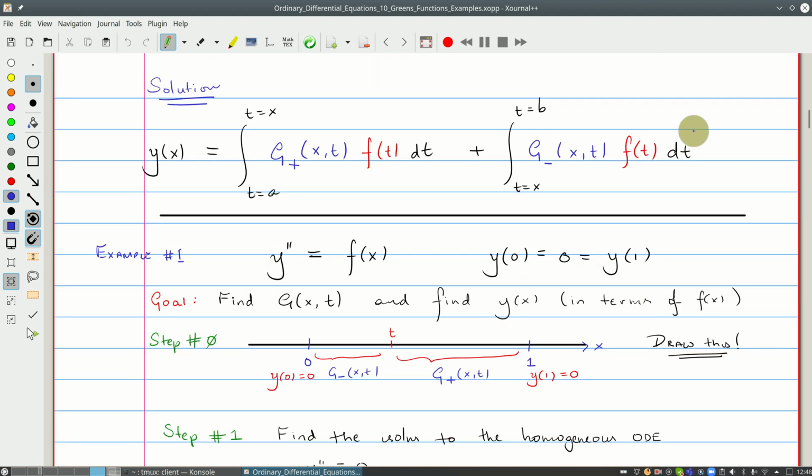Right, and then the solution could be written in this way. We have y of x is equal to the integral from a to x. We're integrating over t, by the way, and in this range we use g plus, and then we continue the integration from x to b, so it's the entire range we are integrating over. But in the left hand range we use g plus, and in the right hand range we've got g minus. The reason is here t is less than x and here t is greater than x.